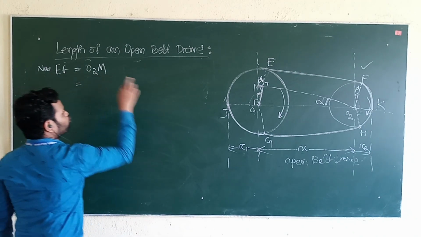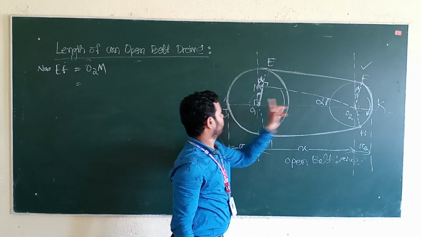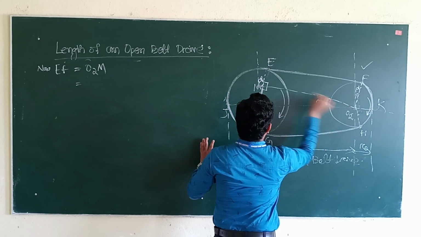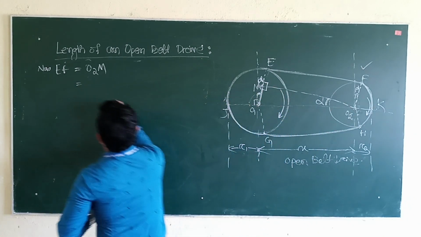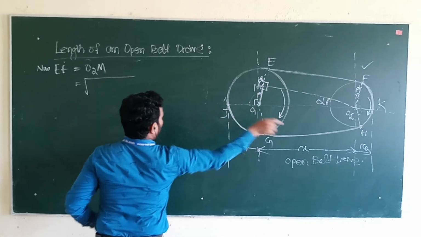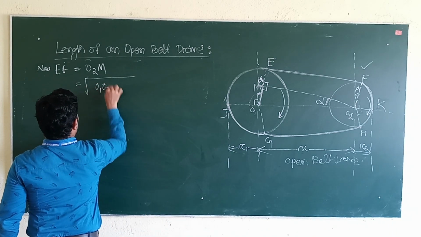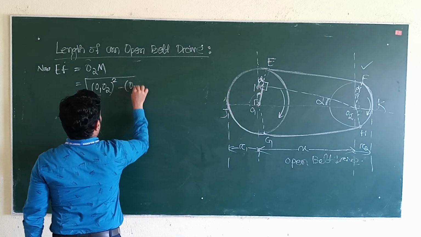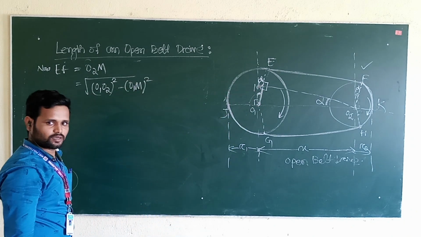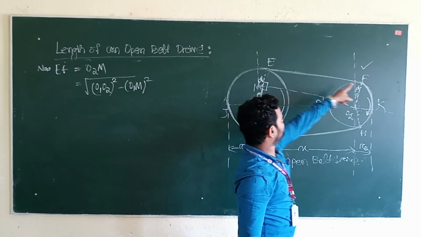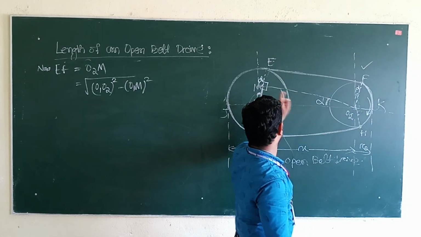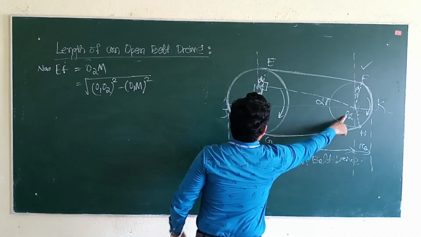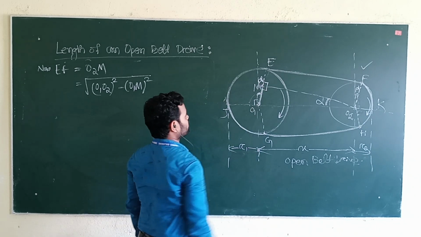So what is O2M? O2M is from the right angle triangle. This is a right angle triangle, you know that. From the right angle triangle, O2M equals root over O1O2 square minus O1M square. So EF is parallel to O2M, and the value of O2M equals root over O1O2 square minus O1M square.